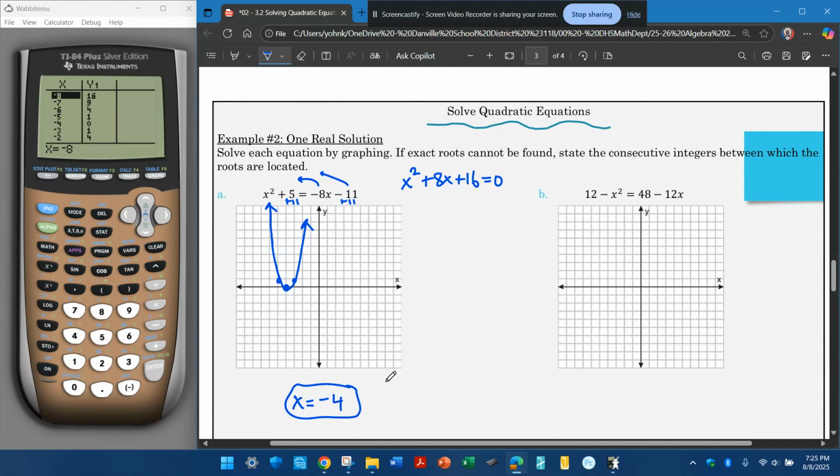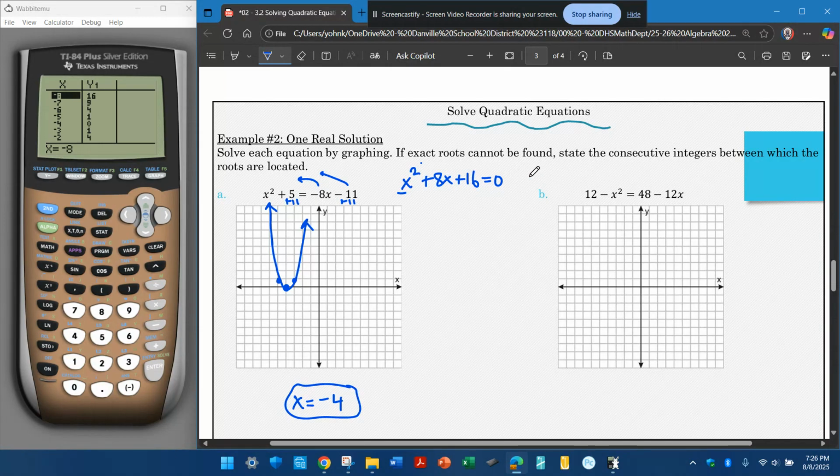That's my solution. That means that I should be able to take this negative 4, plug it into the equation for x, and I should get 0 in the end. If I don't, I did it wrong. If I do, I did it right.